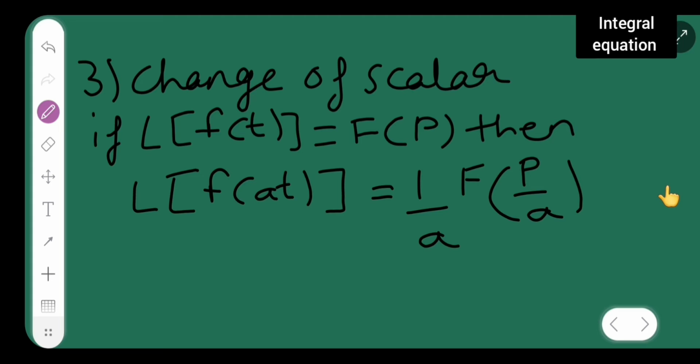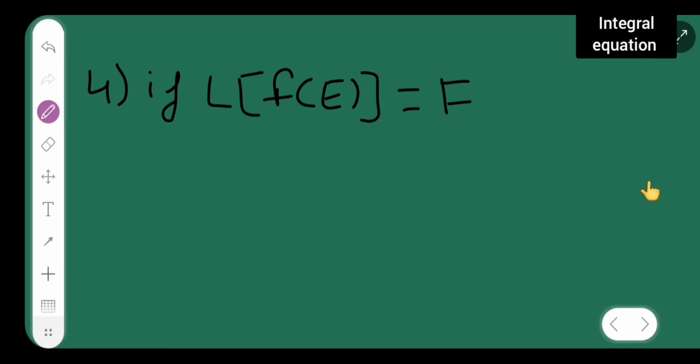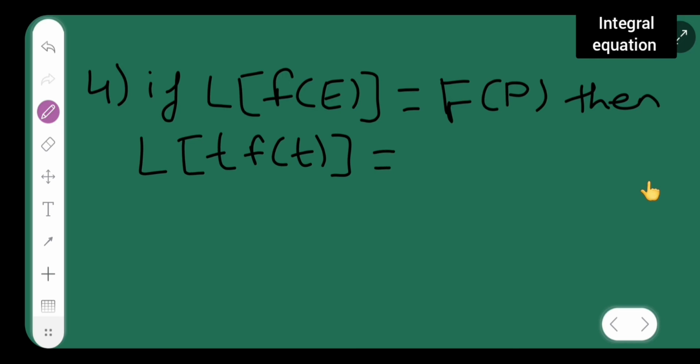Now fourth is what? Let me write the fourth property over here. If Laplace of f of t is equal to F of p, then what will happen is Laplace of t into f of t is nothing but minus d by dp of F of p.